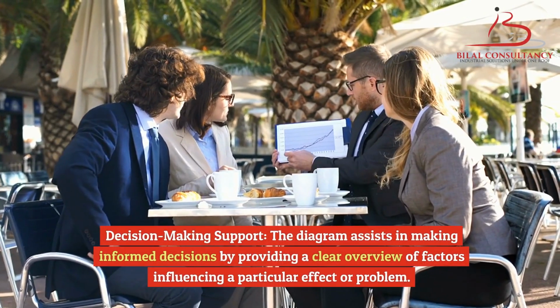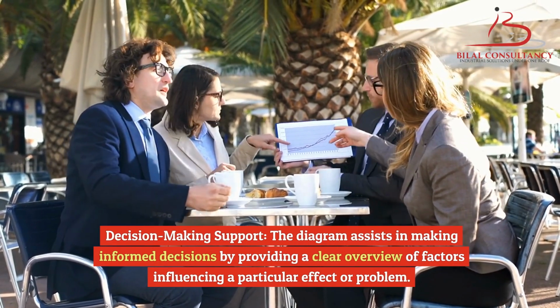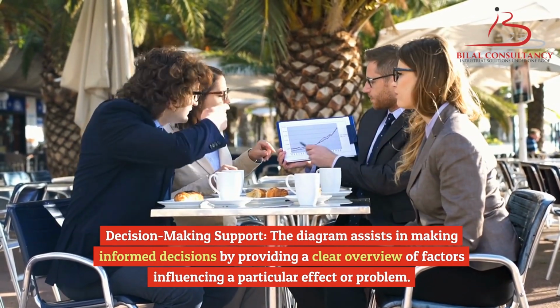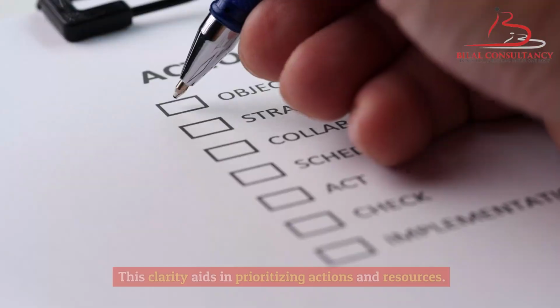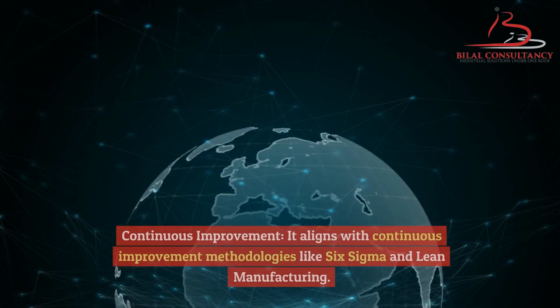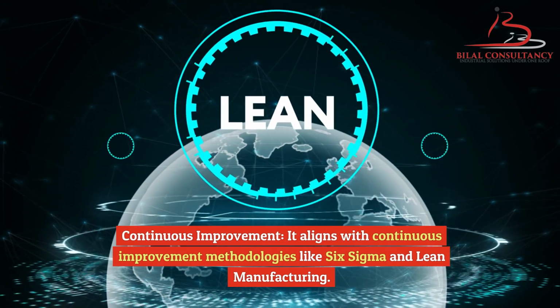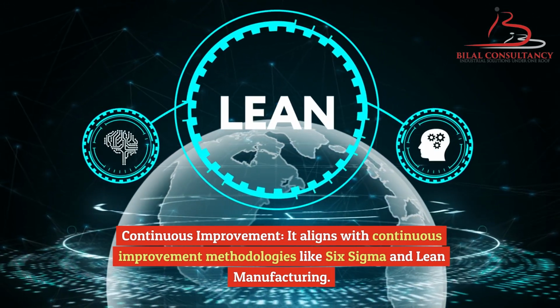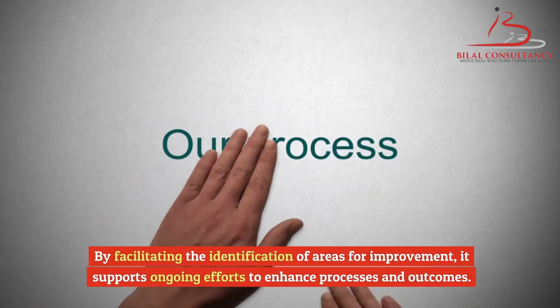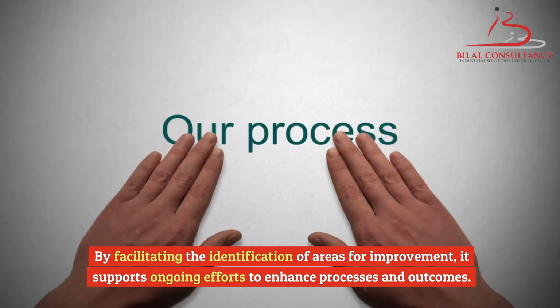Decision-making support. The diagram assists in making informed decisions by providing a clear overview of factors influencing a particular effect or problem. This clarity aids in prioritizing actions and resources. Continuous improvement. It aligns with continuous improvement methodologies like Six Sigma and lean manufacturing. By facilitating the identification of areas for improvement, it supports ongoing efforts to enhance processes and outcomes.